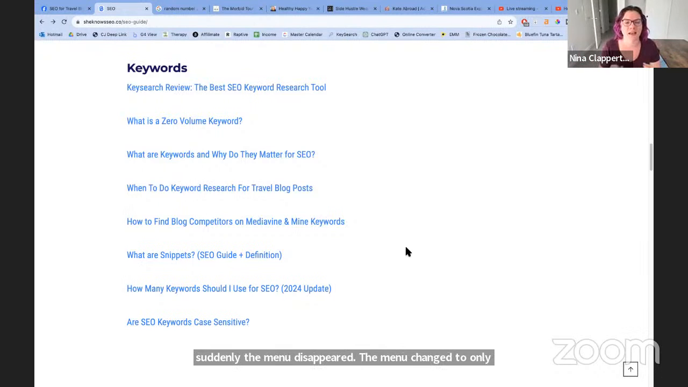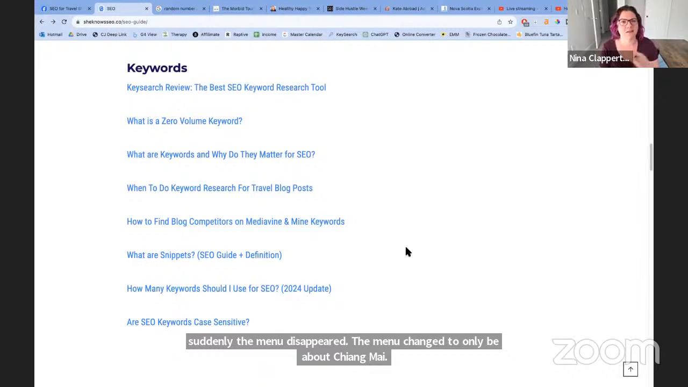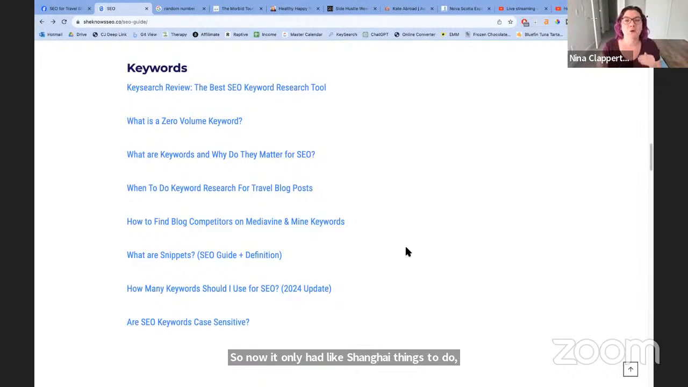So now it only had Chiang Mai things to do, Chiang Mai restaurants, whatever. And there was no way to find that other menu. Now she uses an iPad or her phone, so even the back system doesn't work super well. It's not super easy. And if she had gotten through a couple articles, now she has to find her way back. And she was so annoyed.